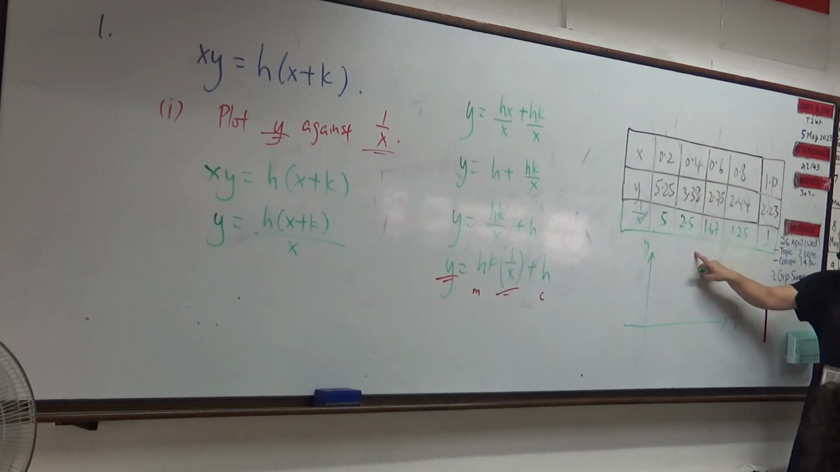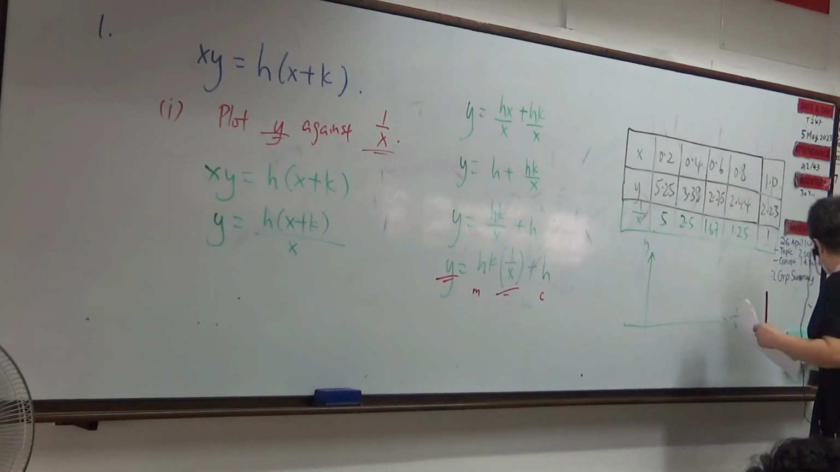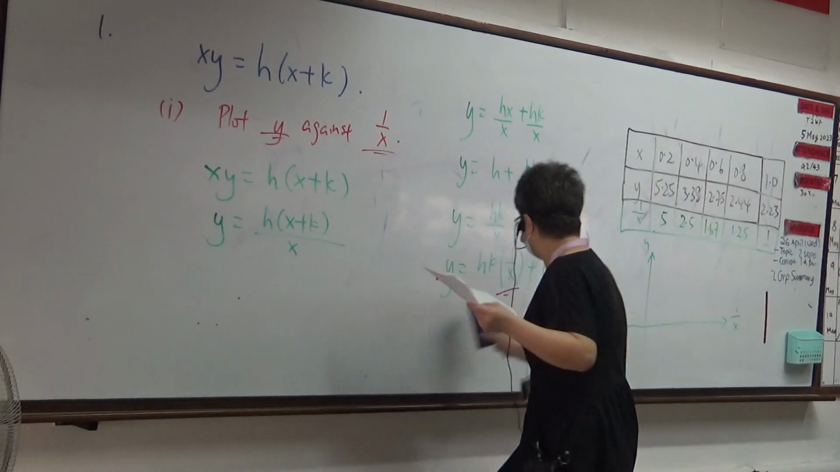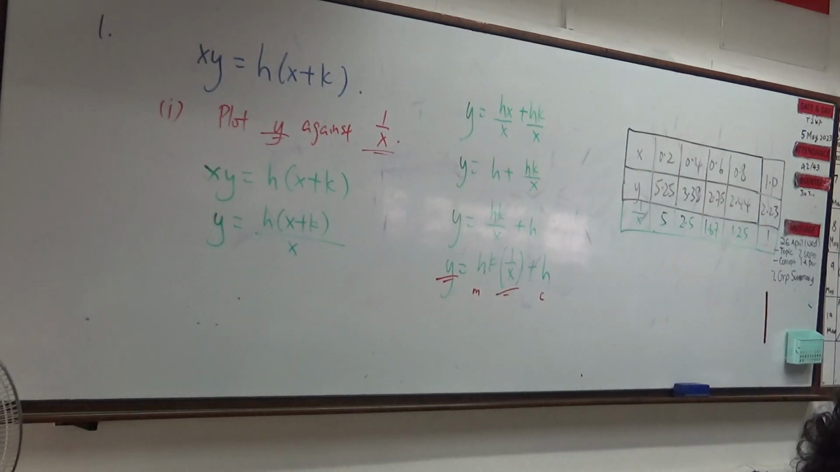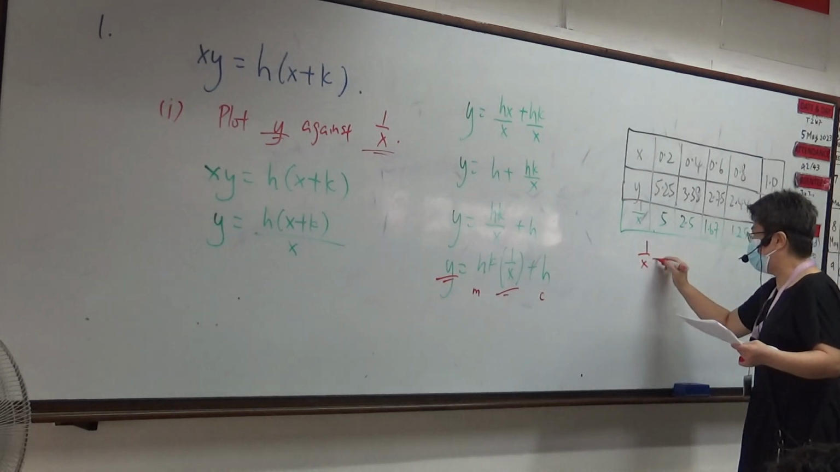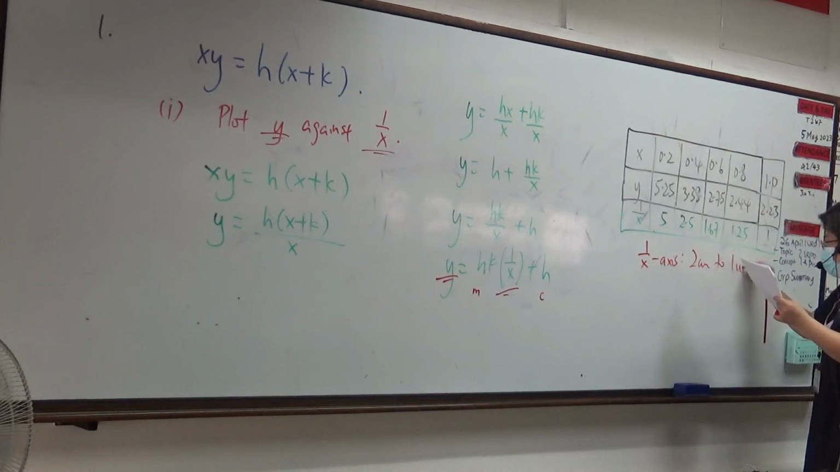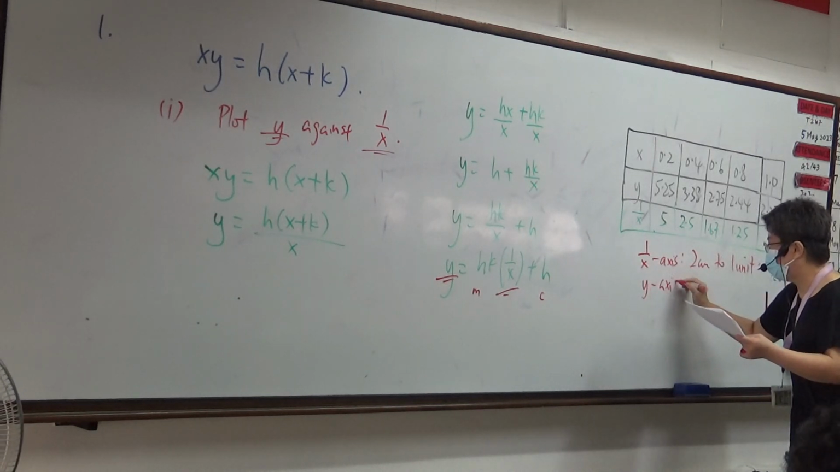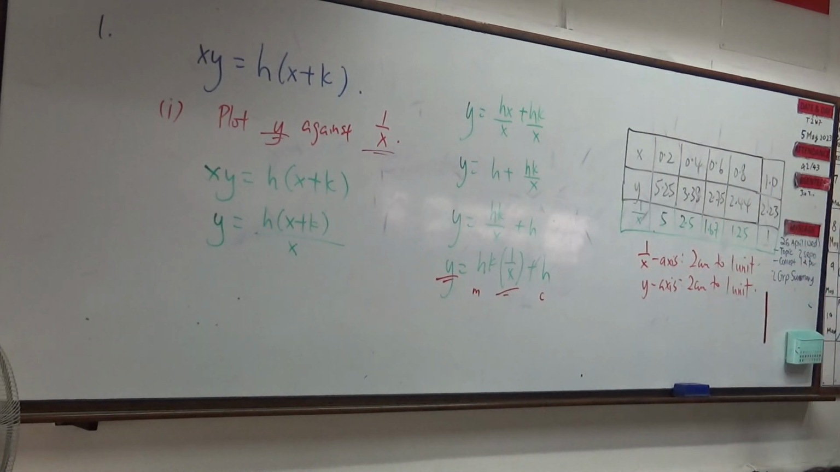So I now have 1 over x and y, right? I can plot already, right? I'm going to give you the scale now. 1/x axis, that means it's the horizontal axis, 2 cm to 1 unit. The y-axis, which is the vertical axis, also 2 cm to 1 unit.